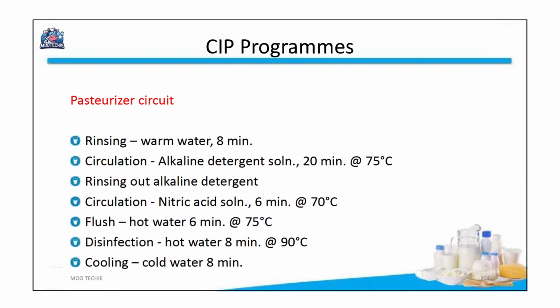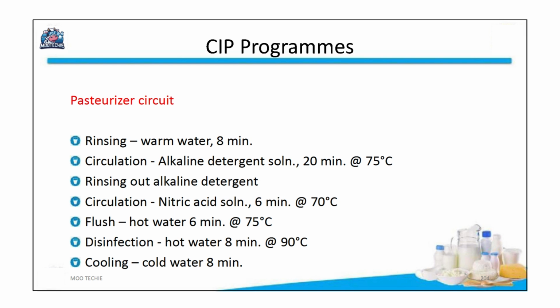Next, we will look at specific CIP programs. First, for a pasteurizer circuit. The program starts with rinsing using warm water for 8 minutes. This is followed by circulation of an alkaline detergent solution for 20 minutes at 75 degrees Celsius. Next, the alkaline detergent is rinsed out.